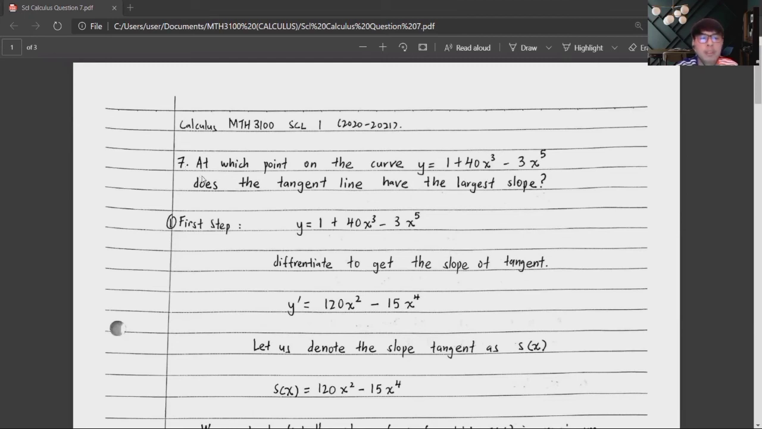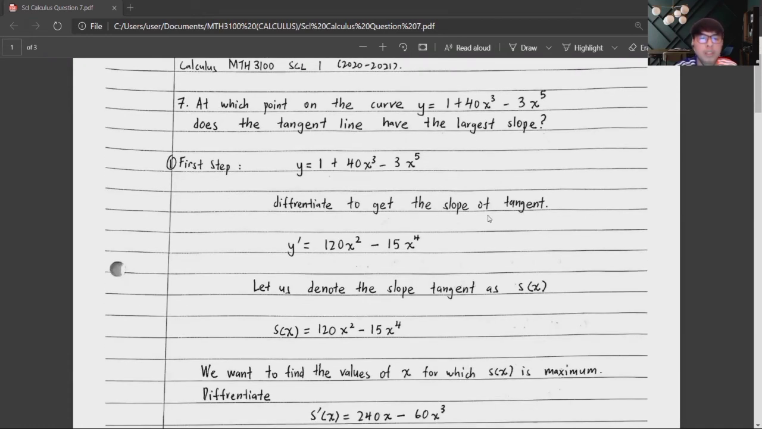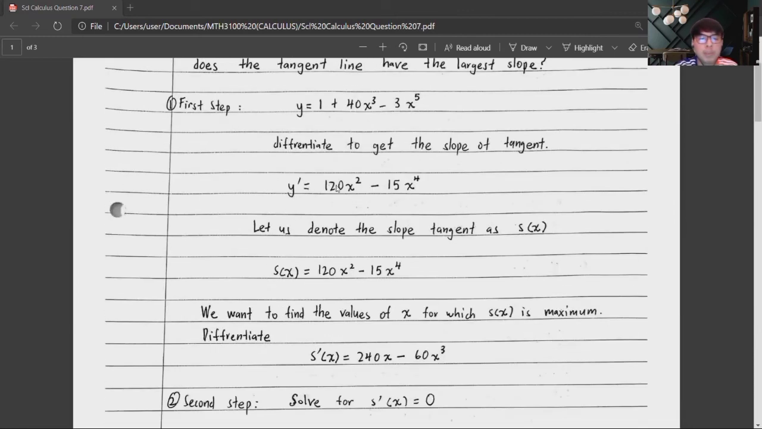Today I will be explaining the SCL task 1, Calculus MTH3100, for question number 7. At which point on the curve y equal to 1 plus 40x to the power of 3 minus 3x to the power of 5 does the tangent line have the largest slope? The first step is to differentiate to get the slope of the tangent. After we differentiate it, we get 120x squared minus 15x to the power of 4.